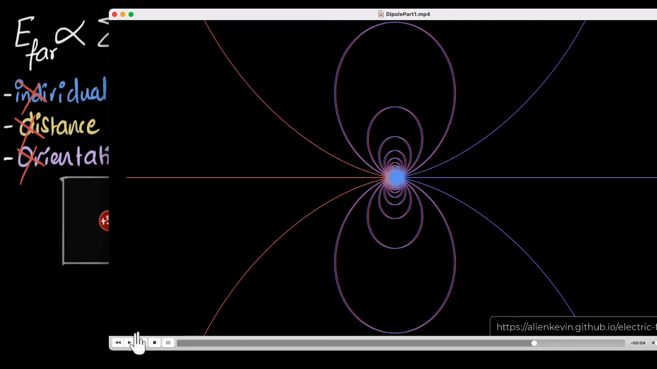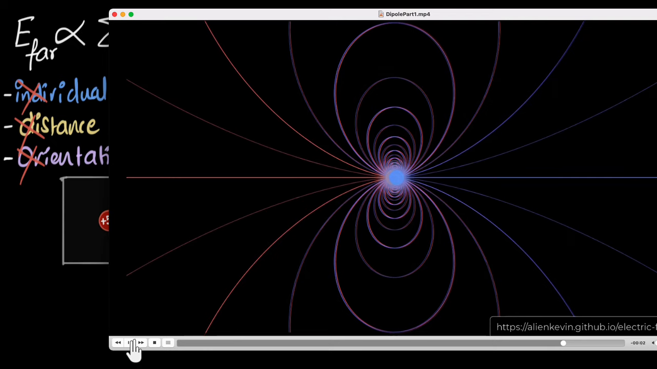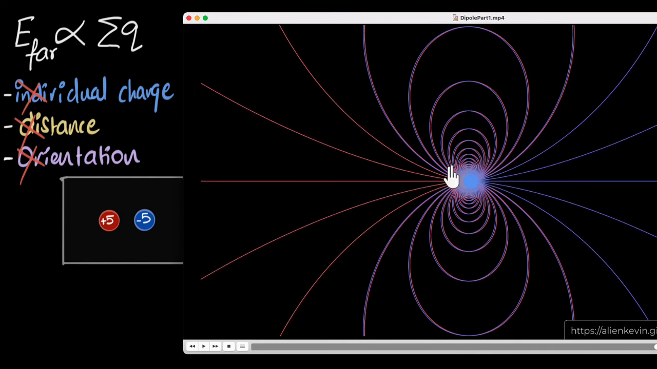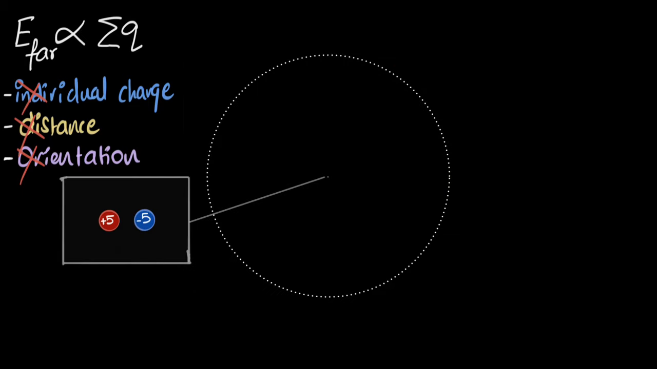Individual charges matter. Let's look at that. Here it is. This is what happens when I double them. The beauty is the total charge is still zero, but the individual charges matter. They are doubled and so the field everywhere doubles. So let's write that down. So this time I find that the electric field far away due to dipole, it does not depend on the total charge because total charge will always be zero, but it depends on the individual charge.